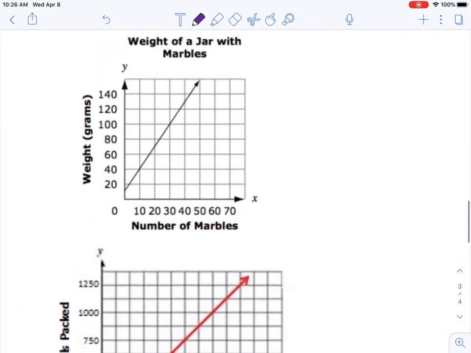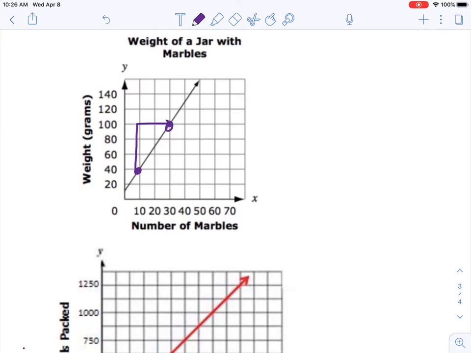I'm going to go on to this one right here. So this next graph shows the weight of a jar with marbles, and the weight depends on the number of marbles. So again, this one doesn't have points marked, so I'm going to find on the line where it crosses a corner. So one would be right here. So I'm going to mark this one. And then the next one where I see where it crosses is right here. So I'm going to mark that right here. And then I'm going to draw my little triangle.